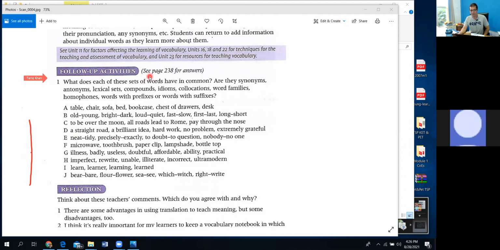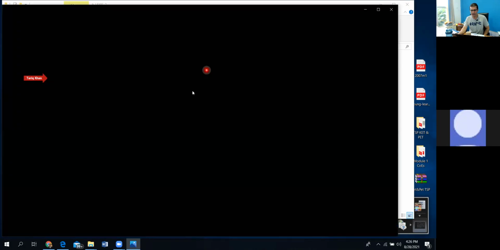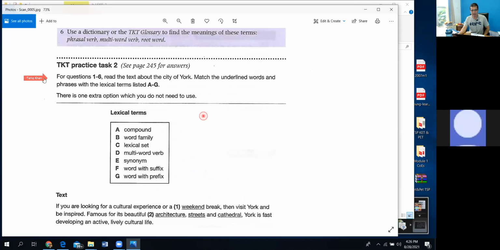You can find the answers on page number 238 in your book, and you can check yourself how much you understood it. After the follow-up activity, you will find at the end of each unit the TKT Practice Task. The practice task which is given to you is based on what we discussed, and it is given to you exactly the way it comes in the paper.